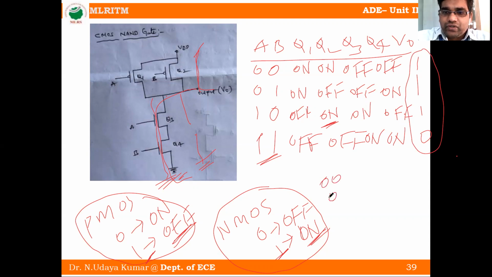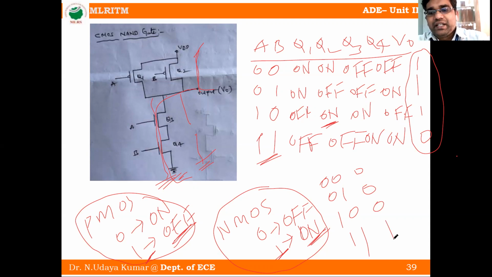For 0 0 we get 0, 0 1 gives 0, 1 0 gives 0, and 1 1 gives 1. So this is the AND gate truth table.